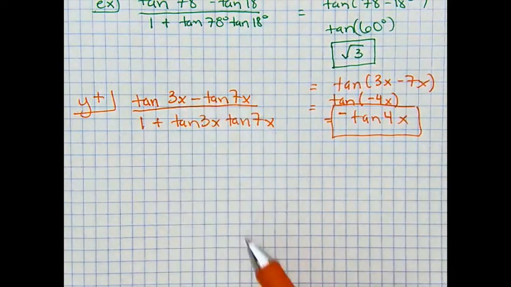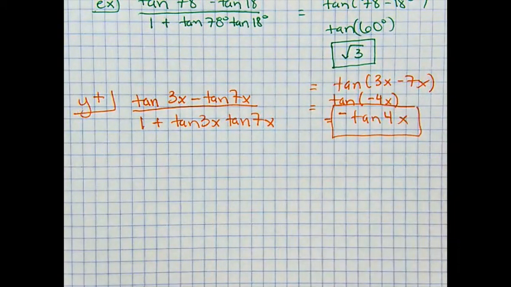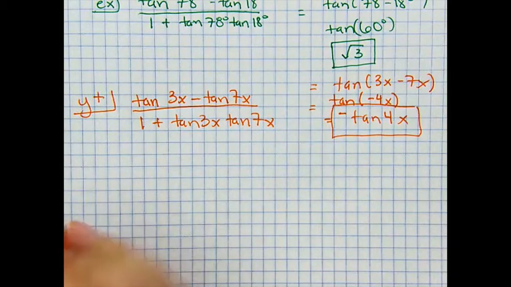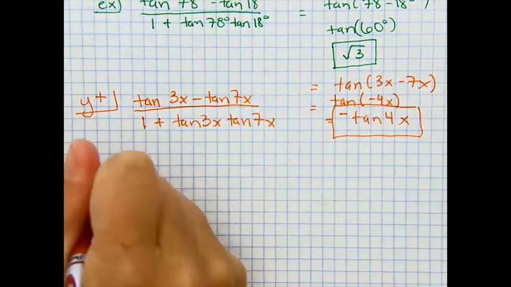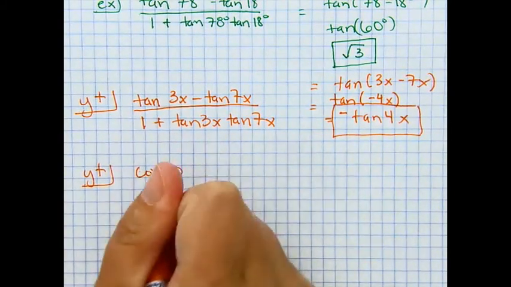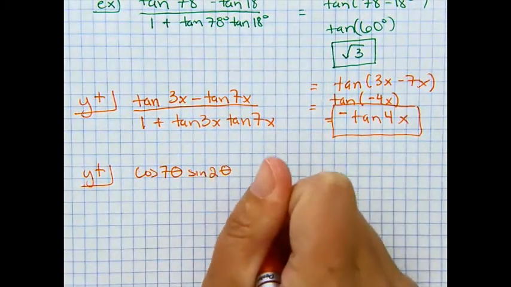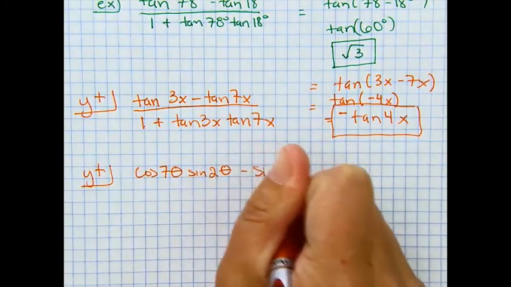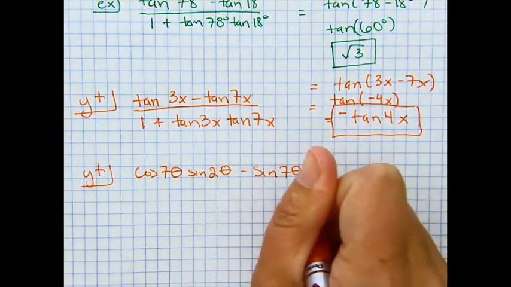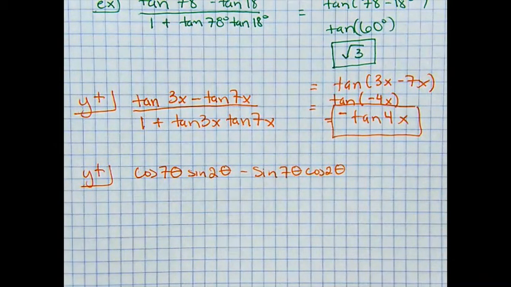Was another tangent difference. So we subtracted, applied the odd even, and went there. Here is the next your turn. Cosine of 7 theta sine of 2 theta minus sine of 7 theta cosine of 2 theta. So take a moment. Beware, this is a little tricky, but give this one a shot.